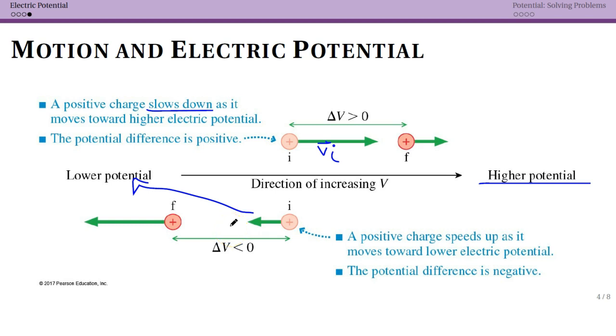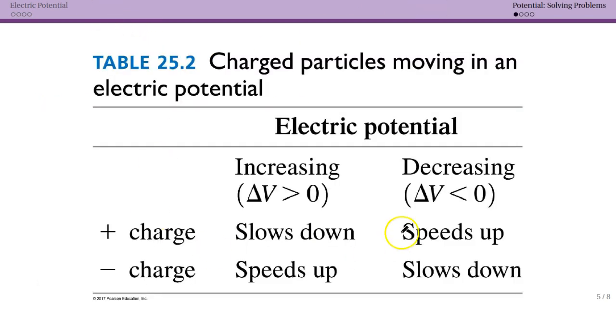So we can directly use potential to infer whether a charged particle is speeding up or slowing down. And again, this is going to be something that depends a little bit on the sign. So this is true for positive charges, but it's going to actually be the opposite for negative charges. So here, if we have increasing, remember that this is just your final potential minus your initial potential whenever we write that delta here. So if it is traveling towards increasing electric potential, a positive charge slows down and a negative charge speeds up.